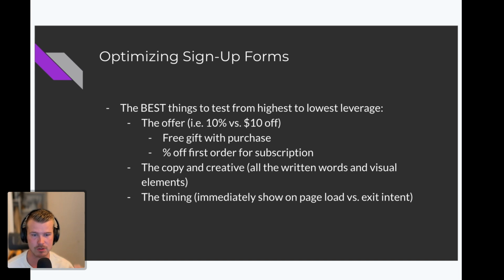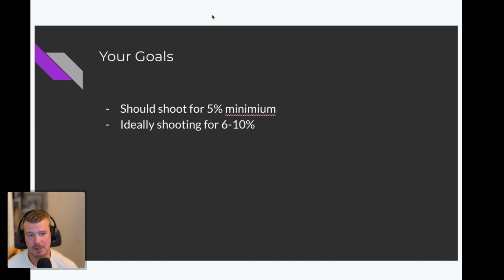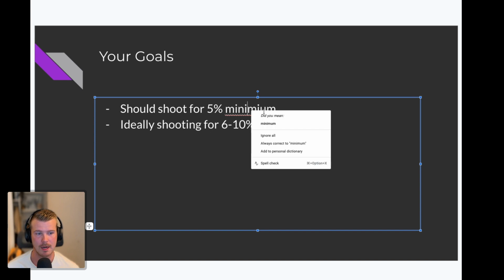And the last thing here is just testing timing. So what should your goals actually be here? You should ideally be shooting for a 5% minimum opt-in rate. If you've got a 1% or 2% opt-in rate, that's very low. So ideally we should be shooting for a 5% minimum and realistically more in the 6 to 10% range. And I can't spell minimum by the looks of it.